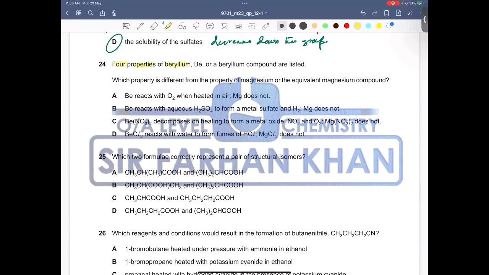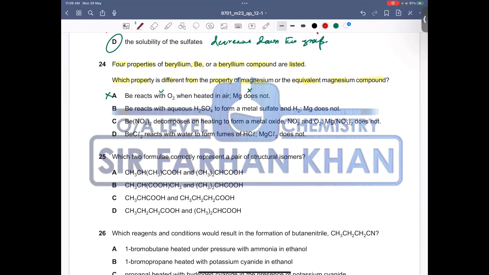Four properties of beryllium or beryllium compounds are listed. Which property is different from the property of magnesium or the equivalent magnesium compound? First, beryllium reacts with oxygen when heated in air. Magnesium does not. This is not correct, because magnesium can also react with oxygen and form magnesium oxide, which means A is going to be the incorrect answer.